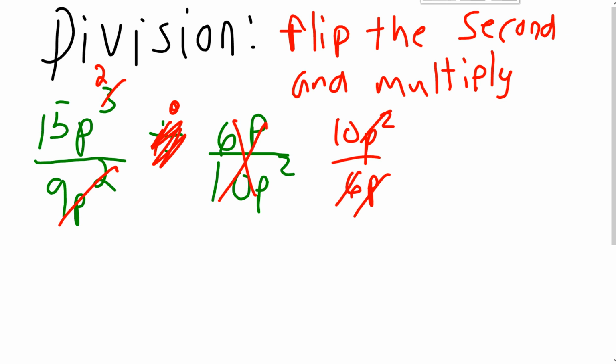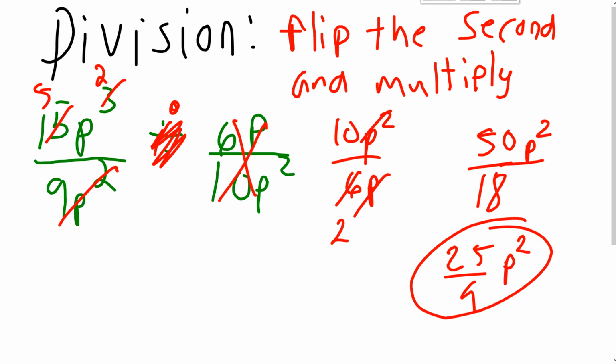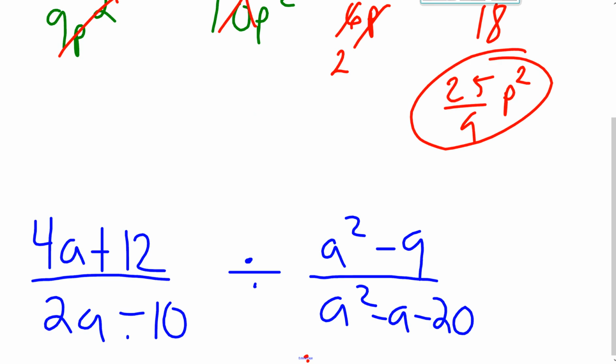Now I can cancel. What can I cancel? I can cancel the 6 and the 3 with the 15 and get 5. So then I have 5 times 10 is 50, 50 over 18. So I can reduce that, and I just have p squared on top. I can reduce that to 25 over 9, p squared. So I think I just did that right. 6 and 9, that cancels to 3, 2 and 3, 10, and I got 5 and 25. Yeah, 25 over 9. Yep. Okay, we're good.